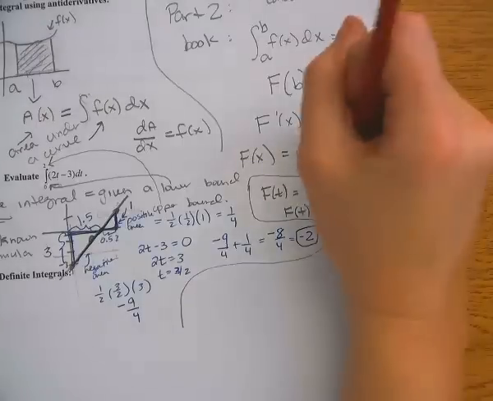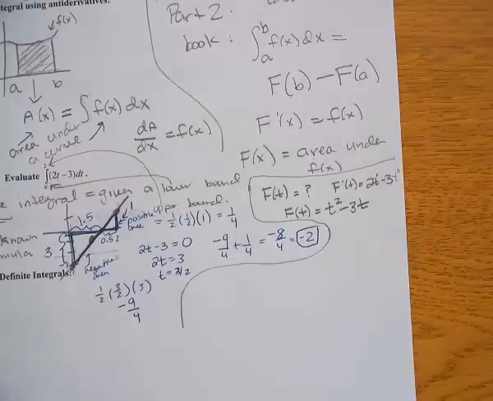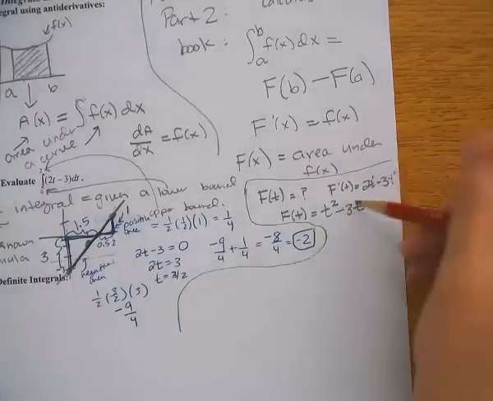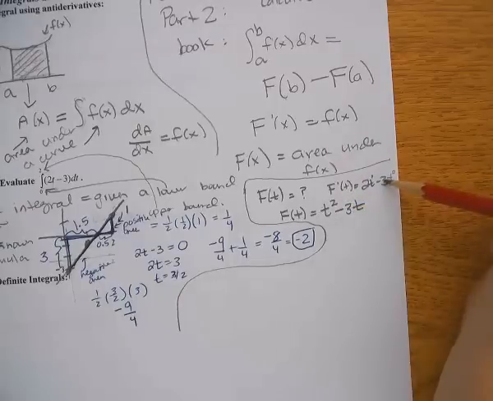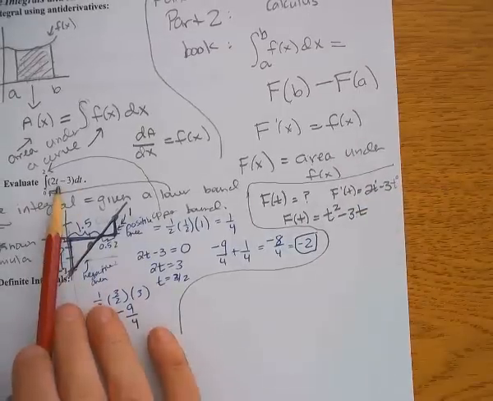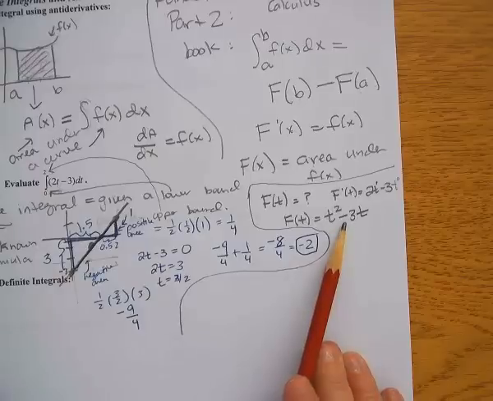And so I believe the original would have been negative 3t to the first power. I can check that because if I took the derivative of this, I would bring the 2 in front, drop that power down by 1, so I'd have 2t minus 3. And that's exactly what was inside the integral, so this must be the antiderivative.